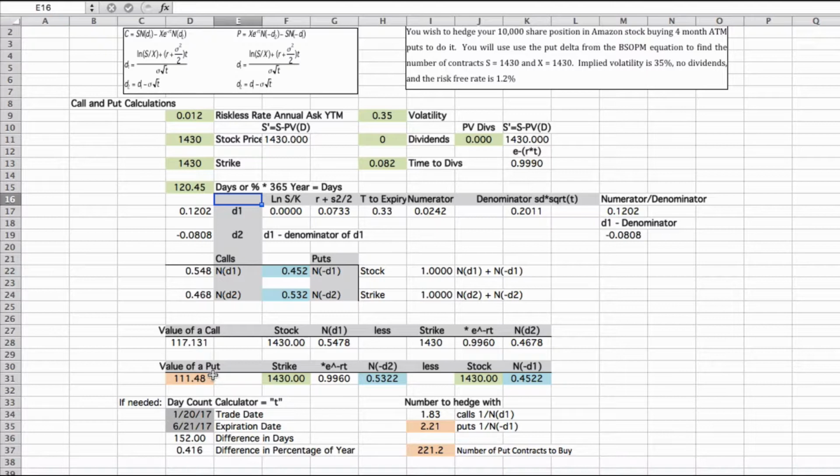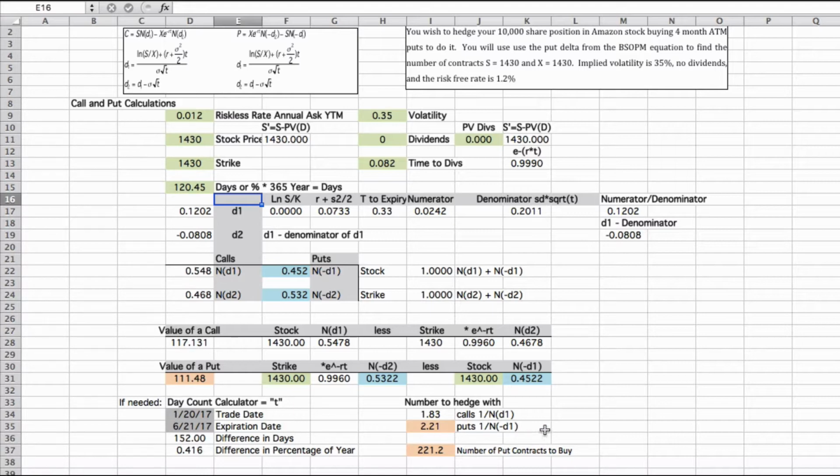And the put pricing formula is strike present value times normal probability distribution of negative D2. So strike present value factored, it's E to the RT, 1/3 of a year times the 1.2%. And negative D2, we've already got 0.532. Less stock, 1430. Negative D1 is 0.452%. The difference, $111.48. That's the price per put. Of course, be 100 in an option contract, so you'd multiply that by 100 to get the contract value.